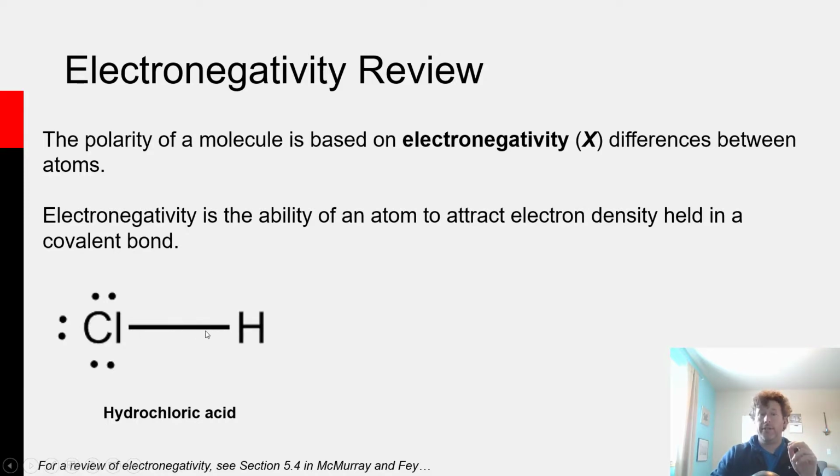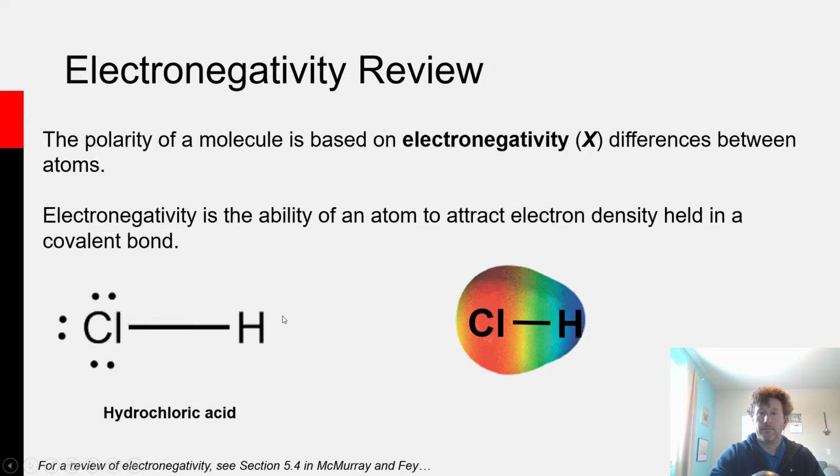There are 2 shared electrons in this covalent bond. Chlorine is better at pulling electron density towards its nucleus, and what that means is in this covalent bond, the electron density tends to be, on average, closer to chlorine and less of it around hydrogen. In a three-dimensional picture of the molecule, then, we represent that with what's known as an electron density map.